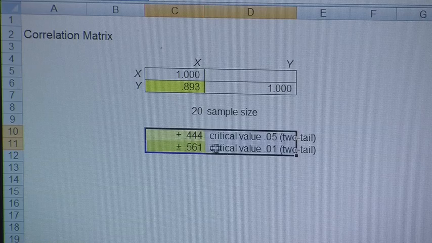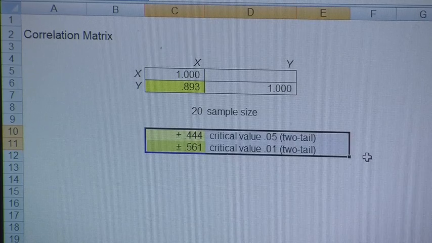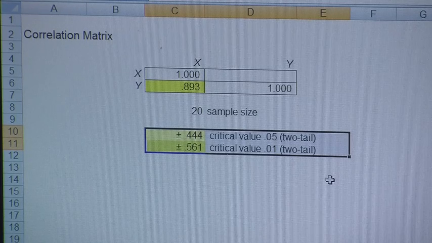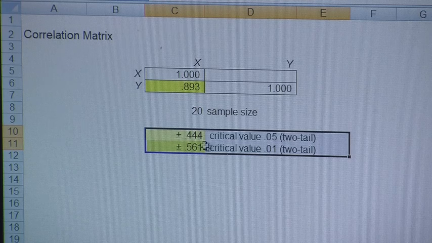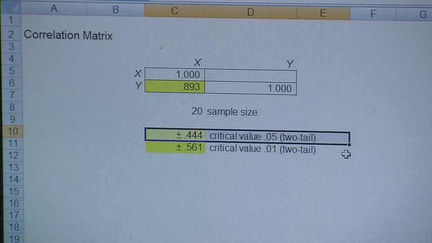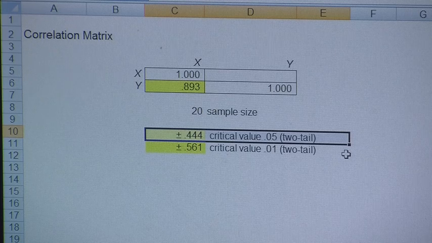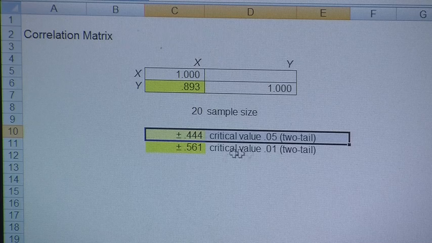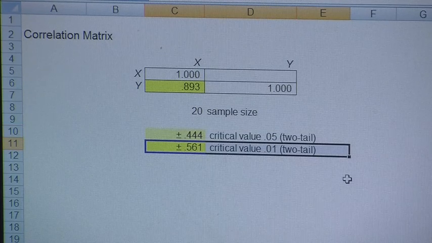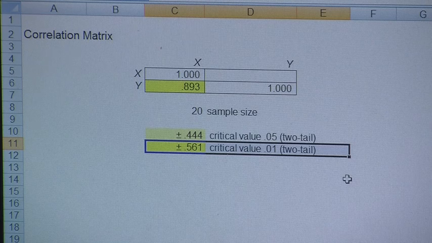Finally, I want to direct your eye down here to this portion of the output. This is one of the few things about Megastat that I don't care for, but it nevertheless is how Orris has the program set up. You'll see plus or minus 0.444 is the critical value at the 0.05 level for a two-tailed test, and 0.561 is the critical value in a two-tailed test at 0.01.